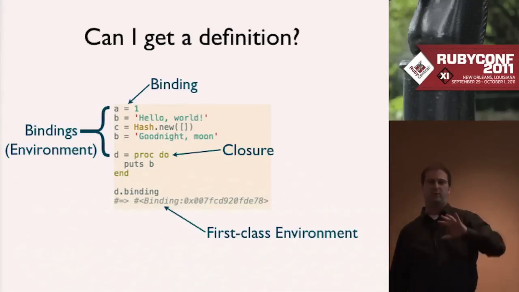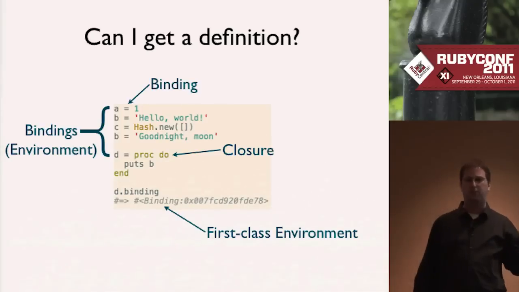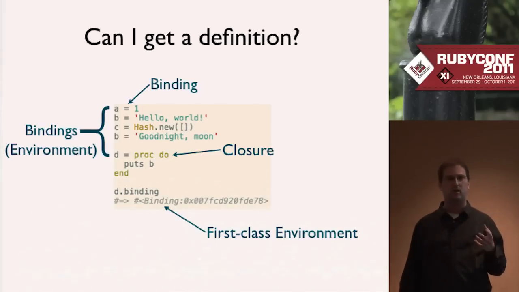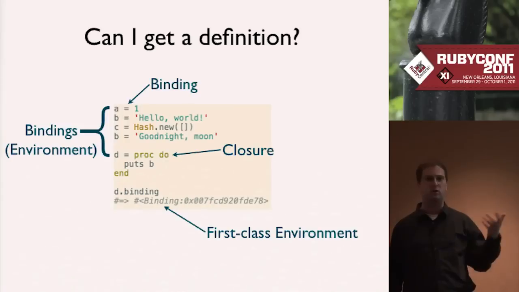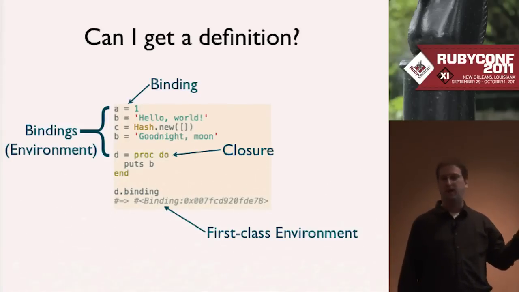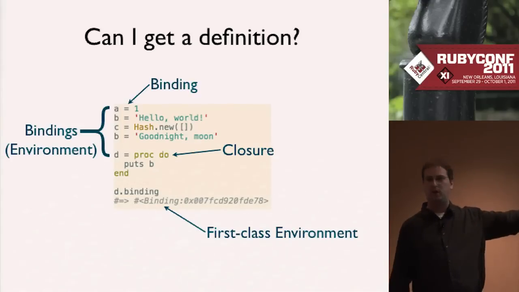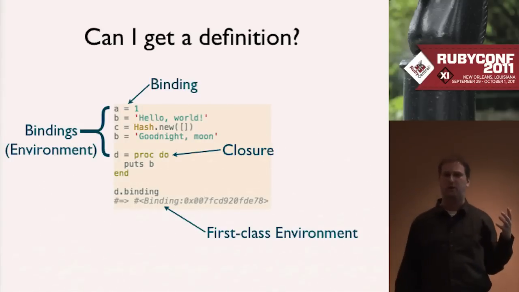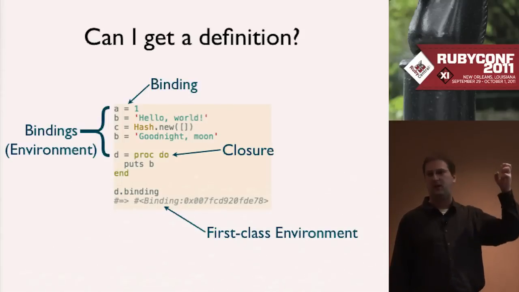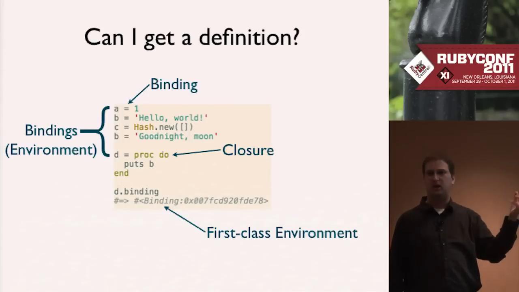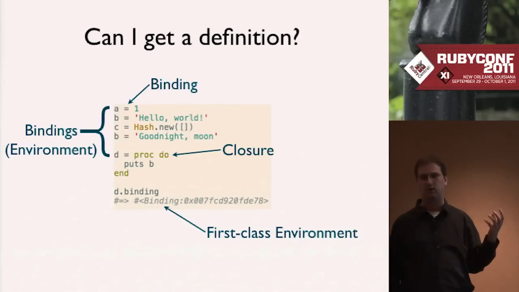So environment is to first-class environment the same way that function is to first-class function. If you've ever heard that concept, for example, in Python, you can use functions as values. You can assign them to variables. You can pass them around. It's the same idea in Ruby and first-class environments, right? An environment is the collection of all of the bindings in a scope. A first-class environment is an environment that you lift out of place, make an object, and then you can pass it around and do things with it.